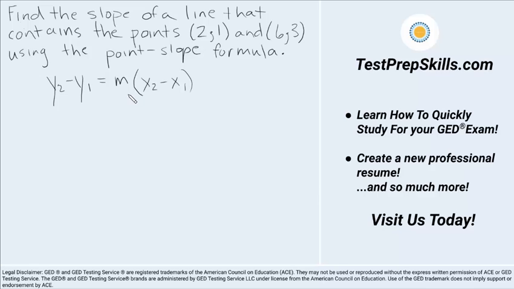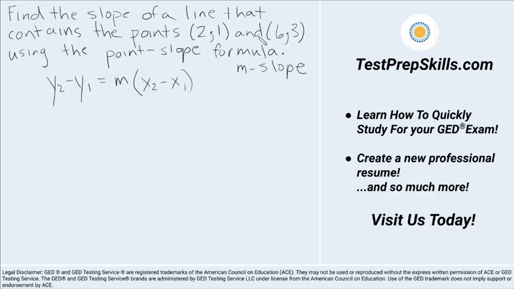So we have our formula. Now we need to identify what information we have, label it, and what are we looking for? What's our unknown? M is our slope. I'm just going to write this down so I remember I'm looking for my slope. I don't know what my slope is. M is my slope. So I need to isolate m and solve.